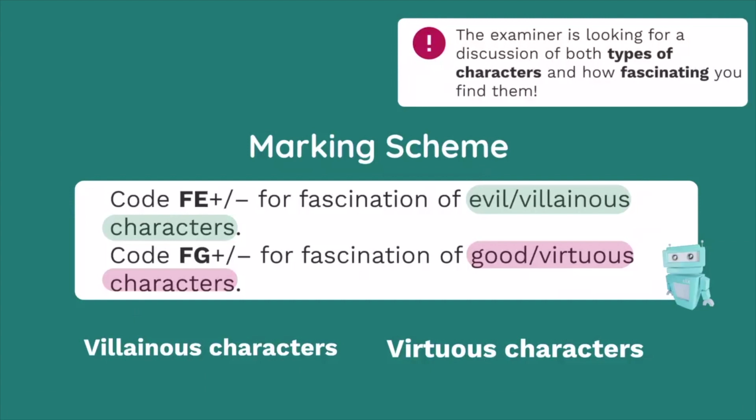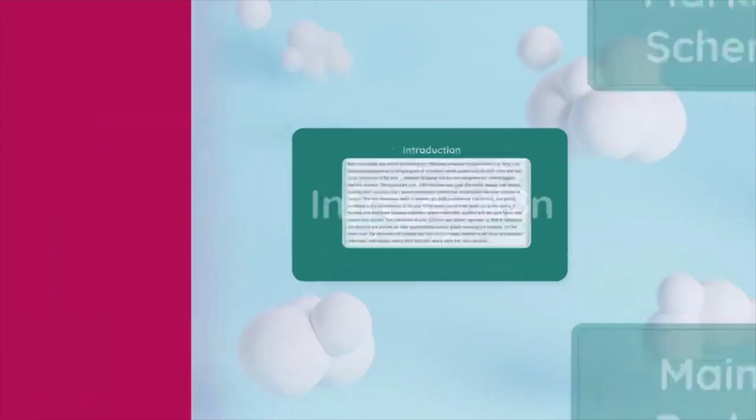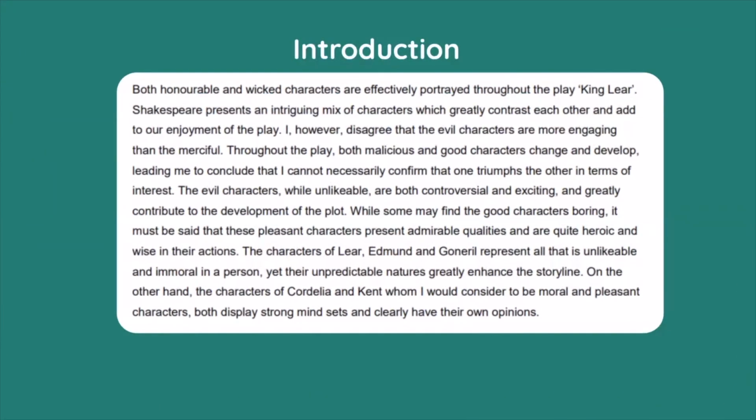Remember that the big chunk of that question there is the fascination for the audience. So it's the discussion of the character type and then how fascinating you find them. That needs to stay at the forefront of your mind throughout the whole question. So into the introduction then, and again, this is where we'll really plan out where we're going and making sure that we know exactly which characters we're looking at for the evil ones, which characters we're looking at for the good ones, and then making sure that we address this whole fascination for the audience part as well.